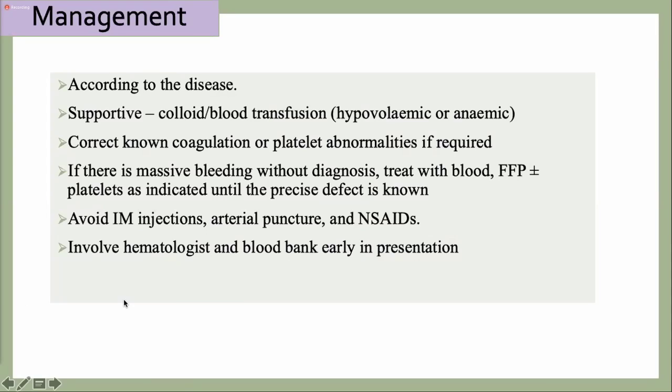Okay, regarding the management. If there is massive bleeding, but we don't know exactly what the cause is, we need to first treat with blood, give fresh frozen plasma, plus or minus platelets as indicated, until the precise defect is known. And we need to avoid giving intramuscular injection, acupuncture, and NSAIDs to the patient. And we need to refer to a hematologist and the blood bank early when the patient presents. Okay, that's for the general management. Okay, next slide.